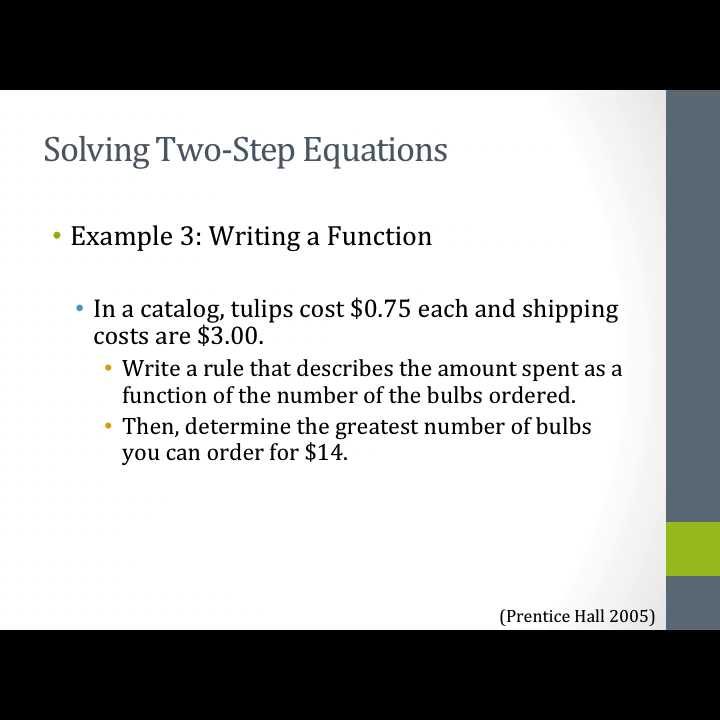Now this is a two-part question, so we first have to write a function, and then we have to determine the greatest number of bulbs you can order for $14. So let's start with the function we have to write.